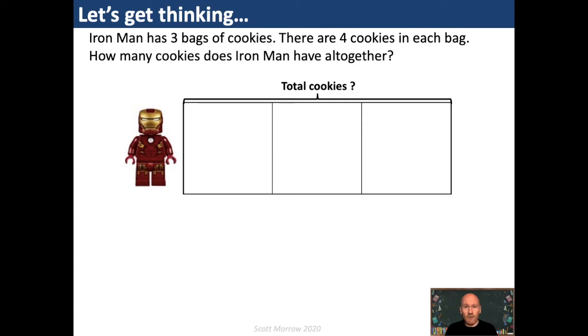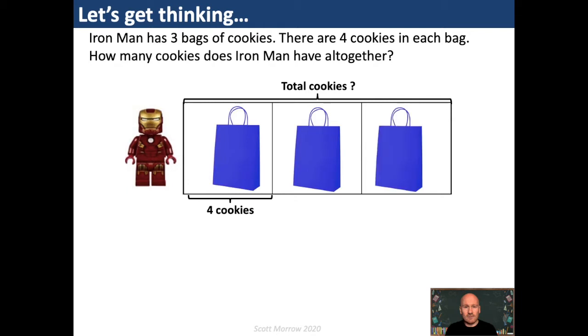Well, I know I've got 4 cookies in each bag. So let's put 4 cookies in each of those. And now what I want to do is work out how many there are altogether. Now what I could do to begin with is I could just count up all those cookies.